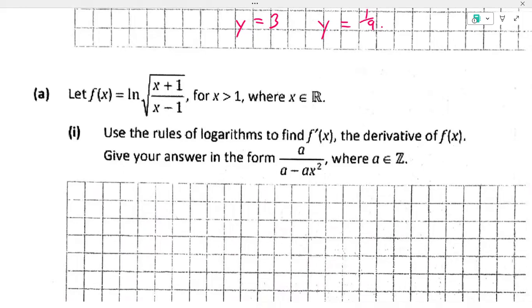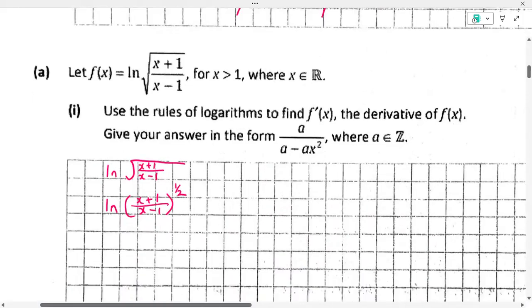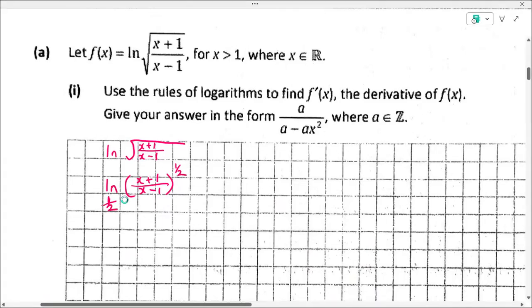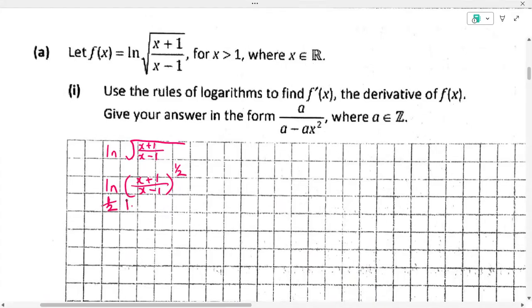Okay, so my first thought here is that anytime I have a square root, it could be written as a power of a half. So that's probably a good starting point. So x plus 1 over x minus 1, to the power of a half. Now we know when we're dealing with logs, we can bring the powers to the front. This is before we're actually differentiating just yet. So that becomes a half, natural log of x plus 1 over x minus 1.